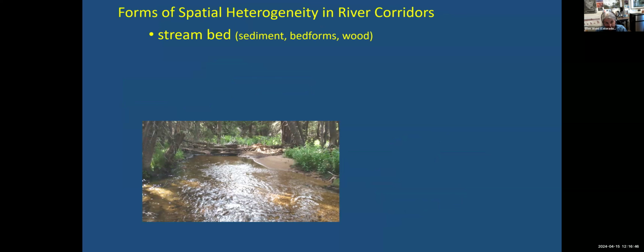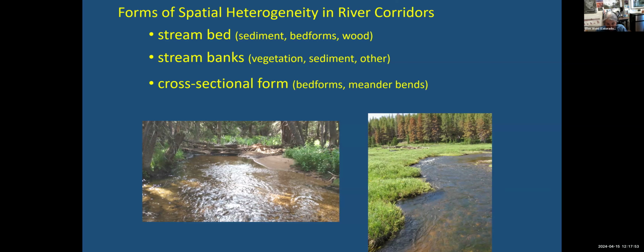Heterogeneity of form, again, you can have asymmetry and differences in the cross-sectional area associated with things like pools and riffles, or steps and pools, or meander bends, expansions and constrictions.